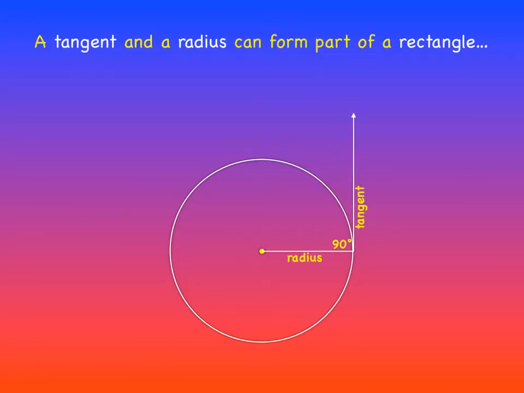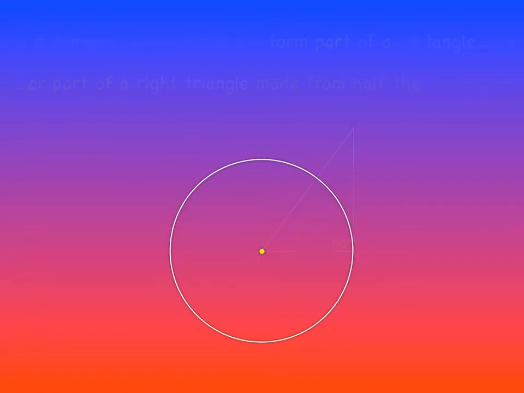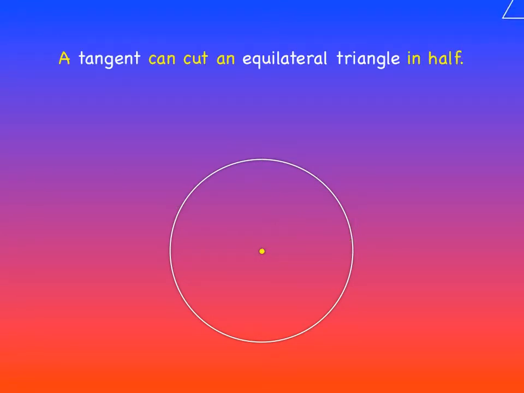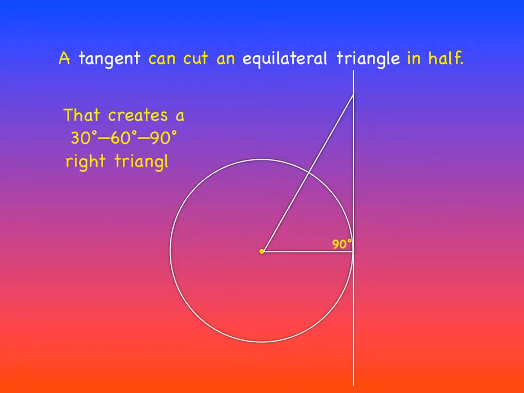A tangent and a radius can also form part of a rectangle, or as you might expect, a right triangle made from half of the rectangle. A tangent can also cut an equilateral triangle in half. And what will that give us? That creates a 30, 60, 90 degree right triangle.